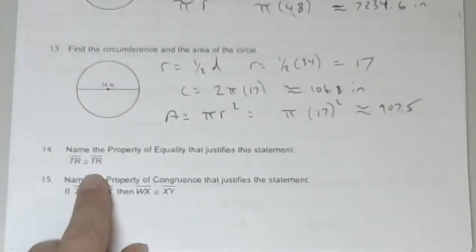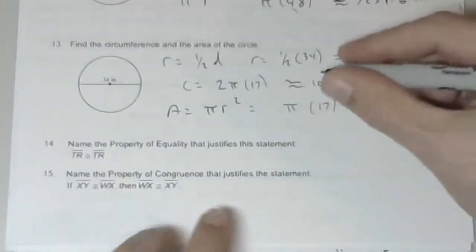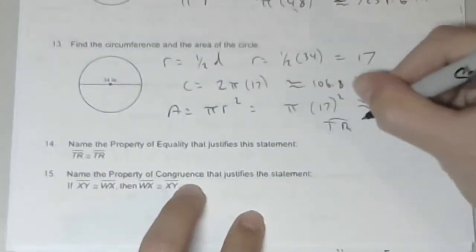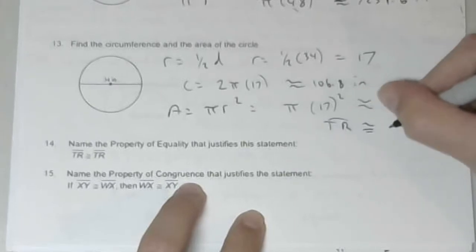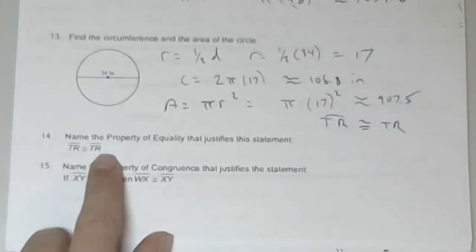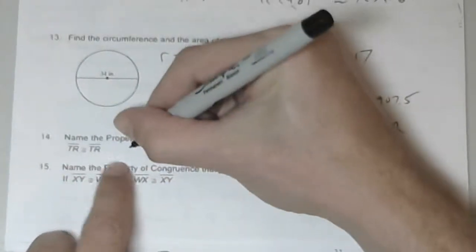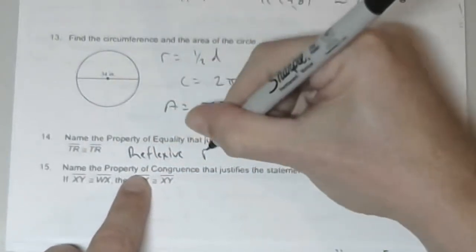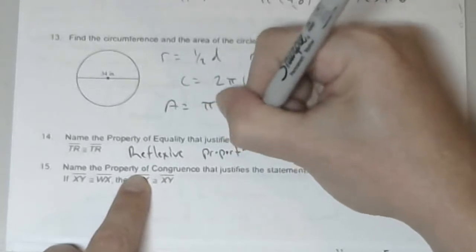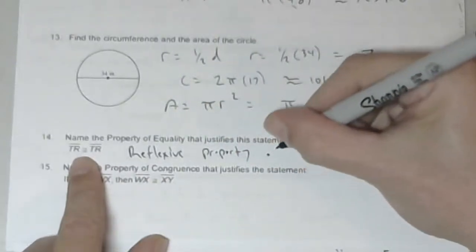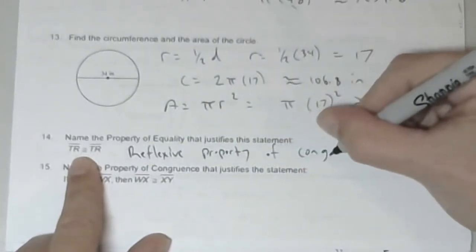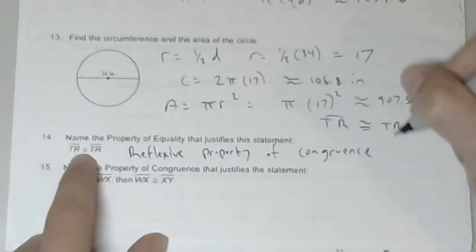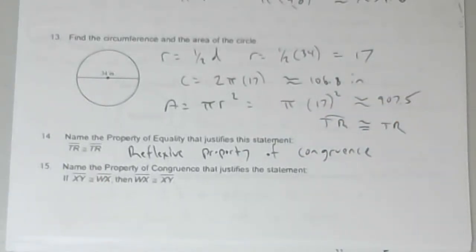The property of equality that justifies the statement, I'll write a little bigger. TR is congruent to TR. Whenever you have the same exact thing, you can think of it as a mirror image, which is the reflexive property. And because this is congruent, it's reflexive property of congruence. You also have one of equality, which says reflexive property of equality says 17 equals 17.